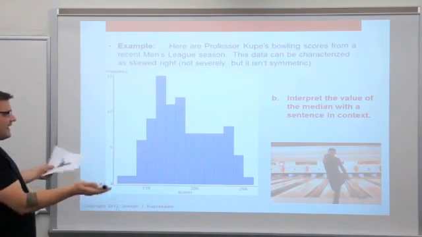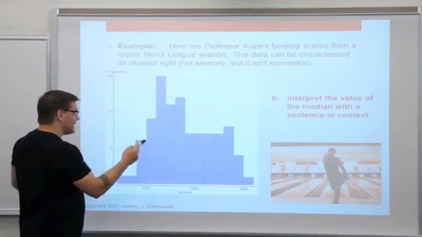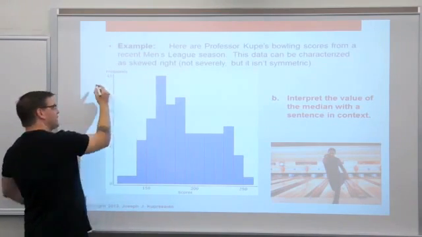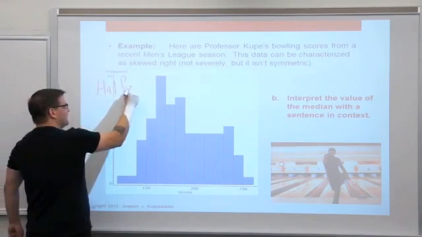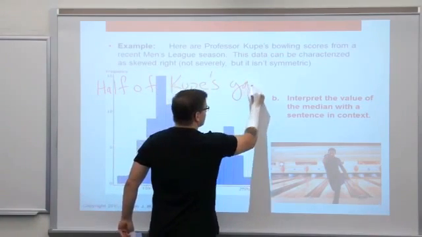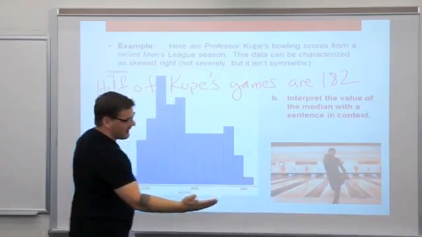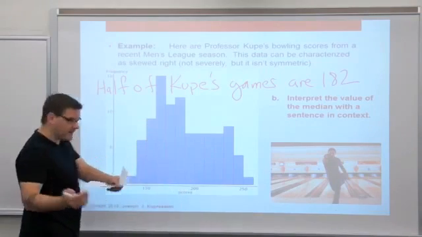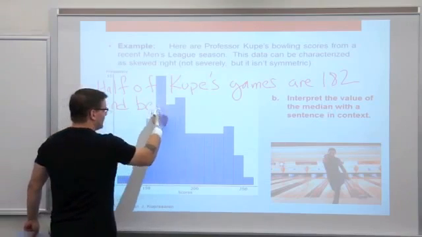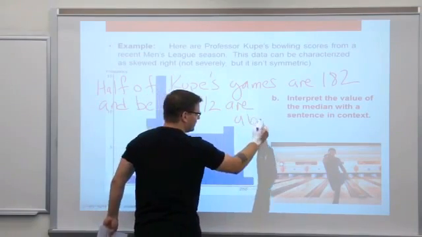Same data set, interpret the value of the median with a sentence. Okay, so what is this median? We talked about it in earlier lessons when we were describing distributions. The median was 182, so half of my games are 182 and below. Half of my games are 182 and above. All right, half of my games are 182 and below. Half are above.